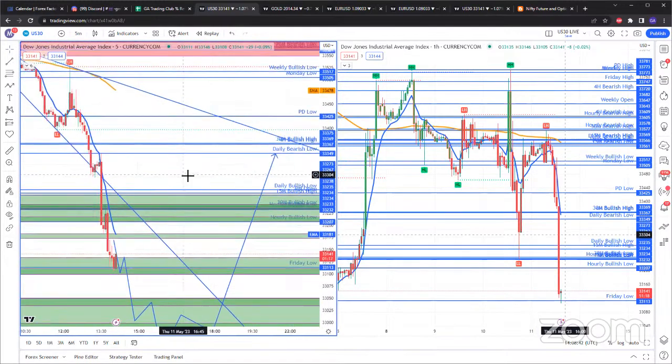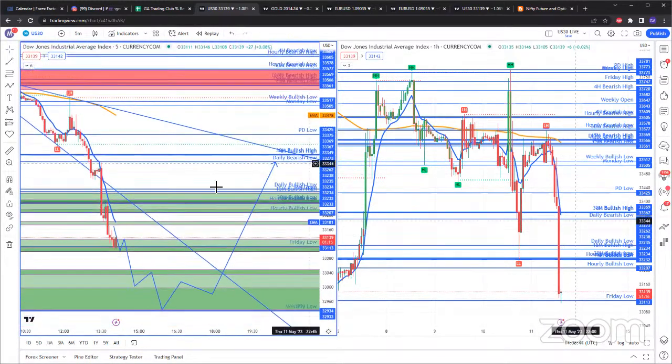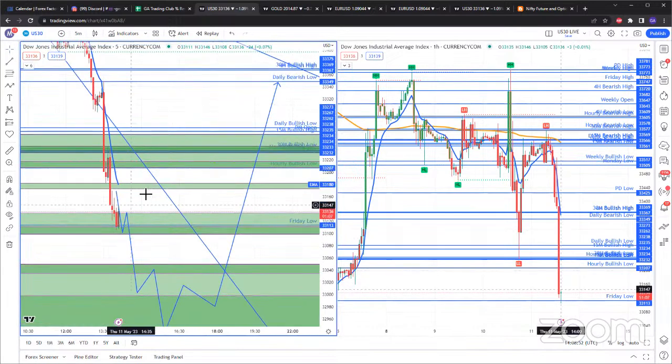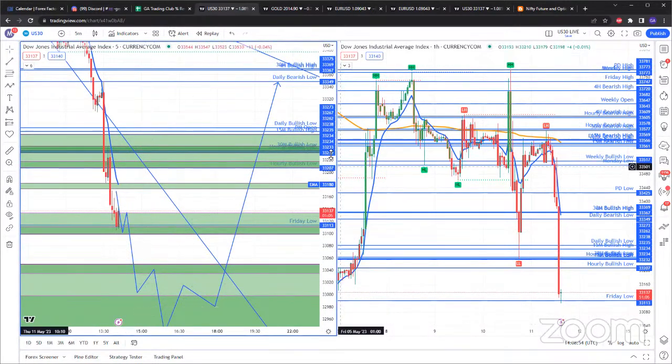Now, this move back up, if and when it does come, remember, I said I like trading when, if I'm looking for buys, I like being in demand zones and I like having bullish order blocks. So if you look around, what do we have? We have all these demand zones. We have an hourly bullish low. We have a 30-minute bullish low. We have a 15-minute bullish low, I believe.